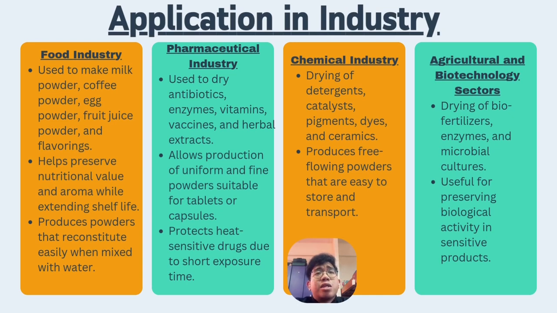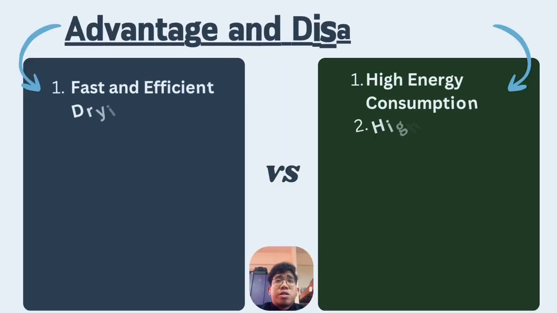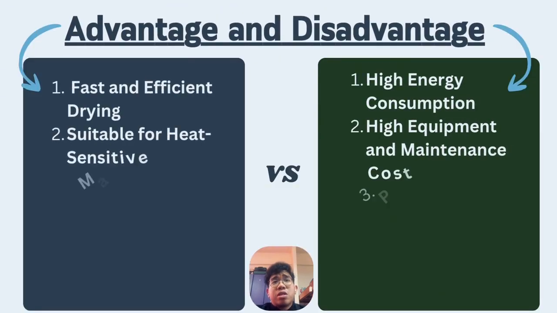And lastly, the agriculture and biotechnology sector. In this application, it is used for drying biological fertilizer and enzymes, and also for preserving biological activity in sensitive products. Spray drying has advantages and disadvantages.